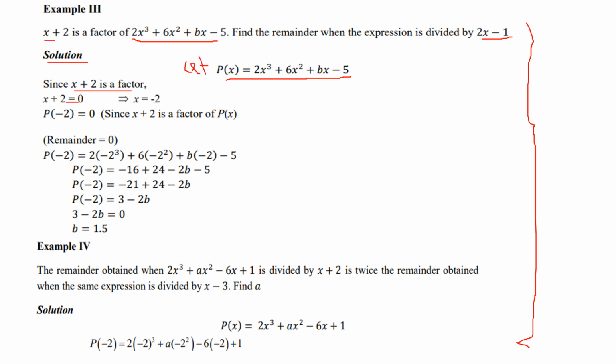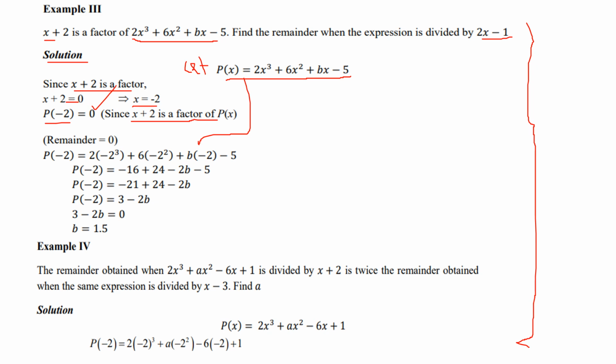And then you make x the subject, and then you substitute for it. And then we say that after substituting for polynomial of x, our remainder must be equal to 0. The reason for that is because they have told us it's a factor. If something is a factor, that means that it shouldn't leave any remainder. So we substitute, we get our polynomial, and we substitute for the value of x.